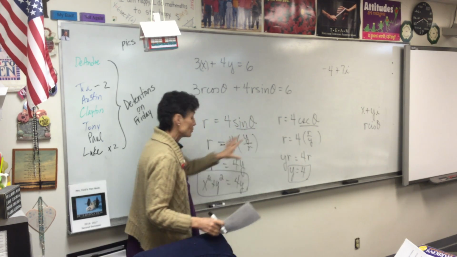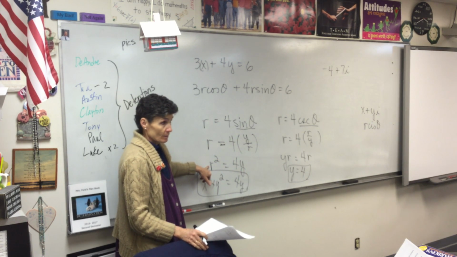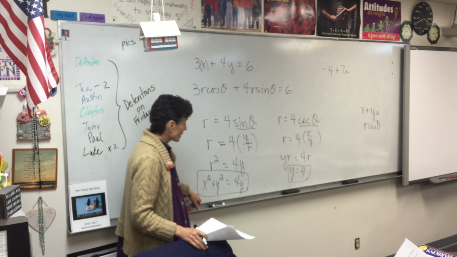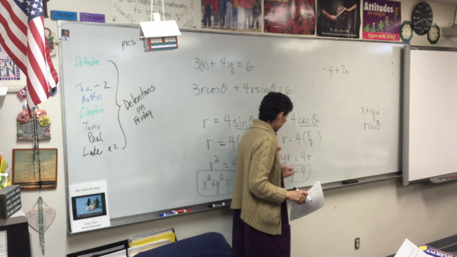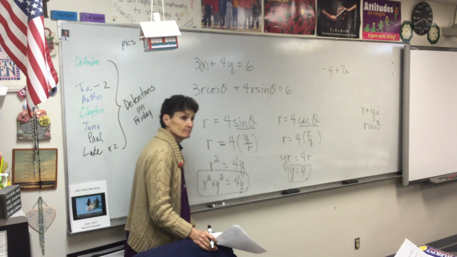So one of those two things is going to happen. You're either going to get an r squared, which you're going to change into x squared plus y squared, or you're going to get an r on both sides that you're going to divide out, get rid of that way.